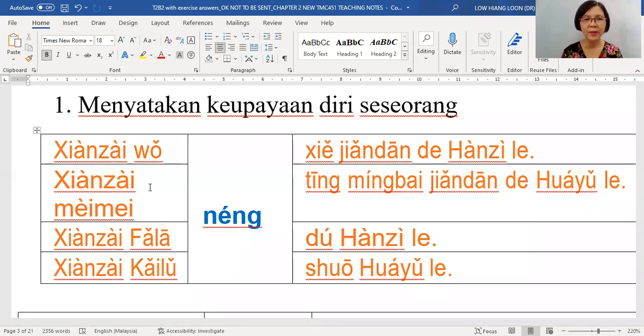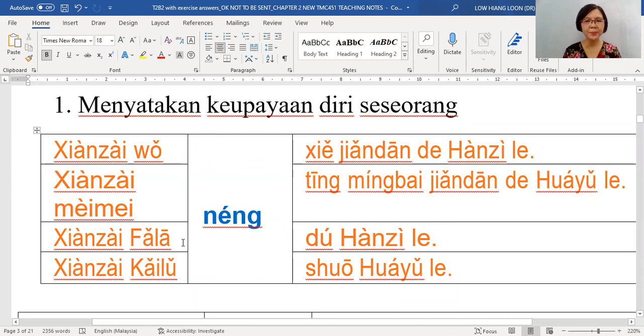35. Okay, ready? Number two. 现在妹妹能听明白简单的华语了。Okay, what does it mean? Sekarang adik perempuan berupaya mendengar dan memahami Mandarin yang mudah. Yes, and the le sudah. So you have to bring the sudah berupaya. Okay, sekarang adik perempuan sudah berupaya. Okay. How the next line?